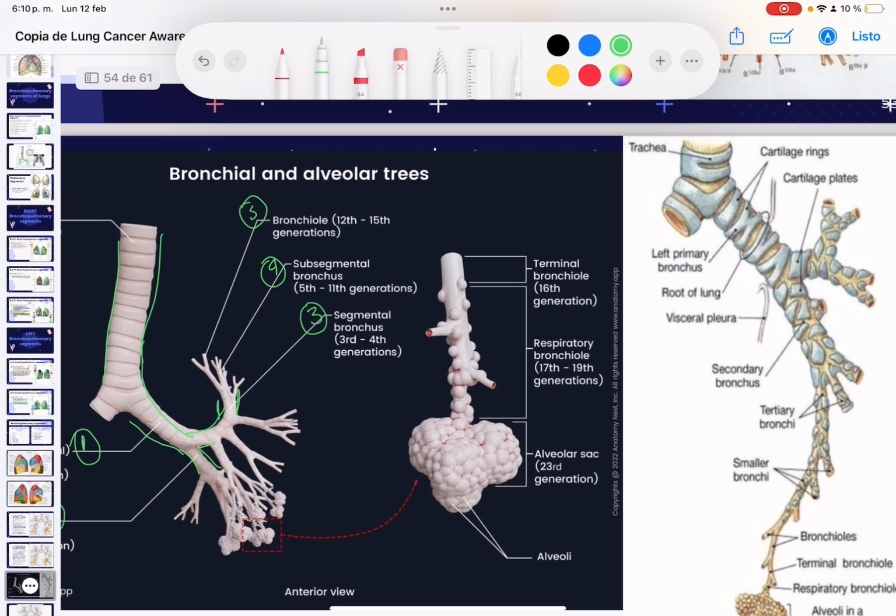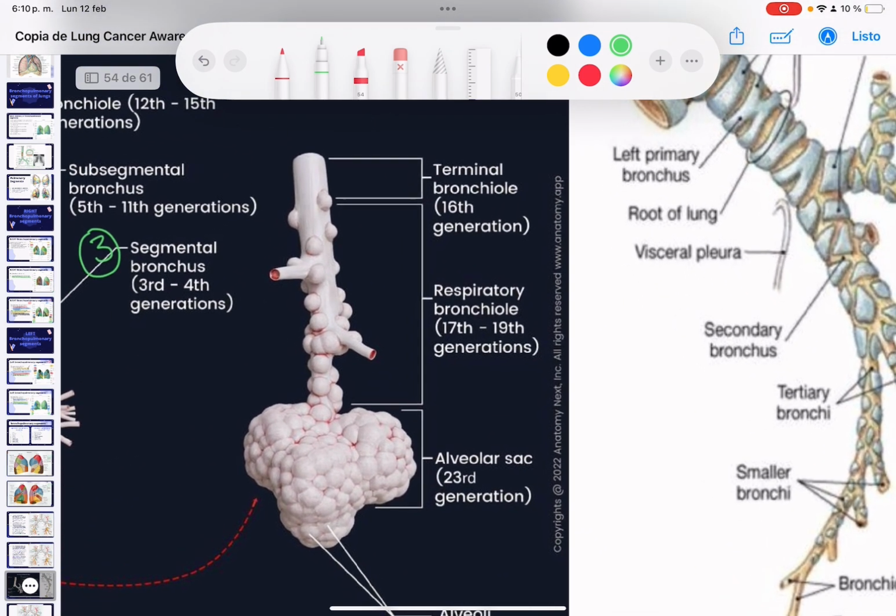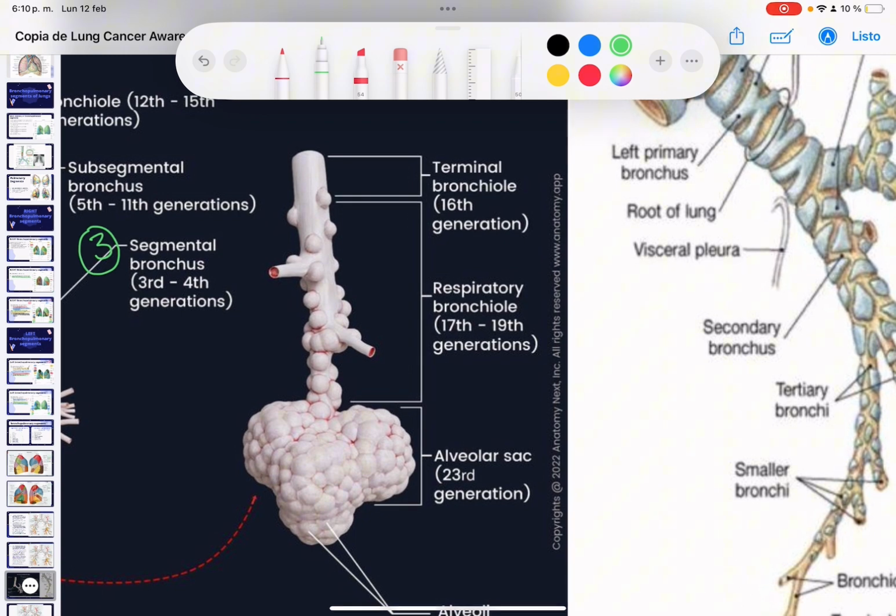And in the 16th generation, we have the terminal bronchiole, that is just this part, and then the respiratory bronchiole, that is where the gas exchange begins, and the alveolar sac.